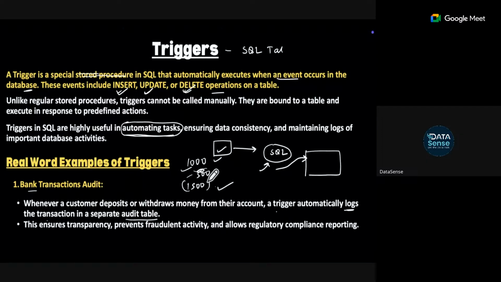So what is happening here? The moment a user makes any update, adds money or withdraws money, that information will go to some other team automatically. You do not go and manually do things; it goes automatically. This ensures transparency, prevents fraudulent activity, and allows regulatory compliance. It helps companies track that a customer is not doing something fraudulent, or if anyone follows some irregular pattern, it helps companies identify those. Is this example clear?